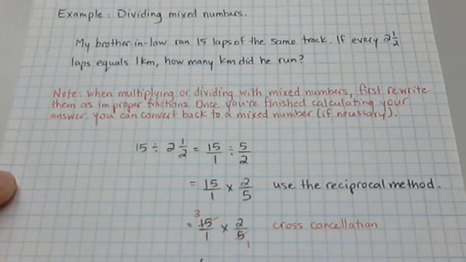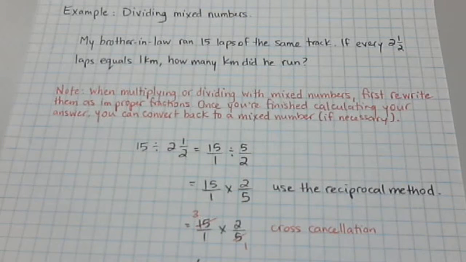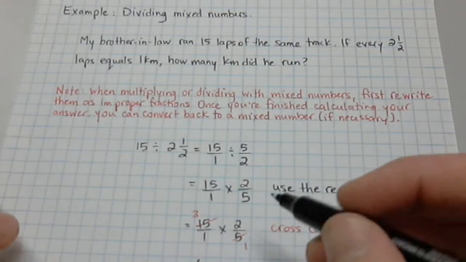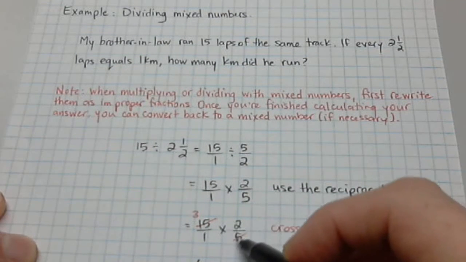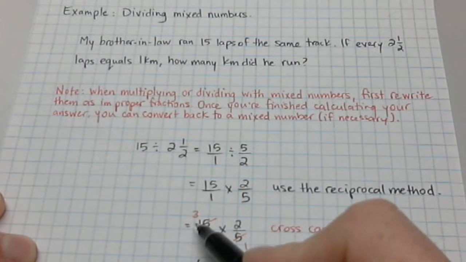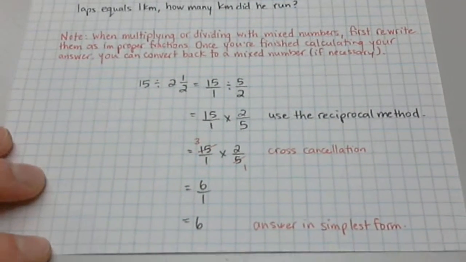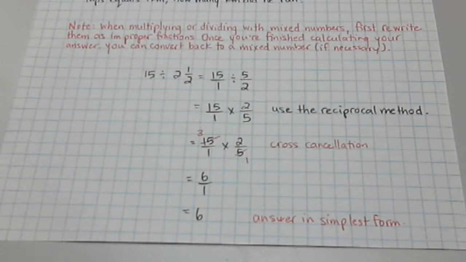Then what I did here was I cross-canceled. I looked at this numerator and the denominator on the right and saw that there was a common factor of 5. So 5 divided by 5 is 1, and 15 divided by 5 is 3. So that gives me 3 over 1 times 2 over 1, which gives me an answer of 6 over 1, and then make sure that your answer gets written out in simplest form. Okay.